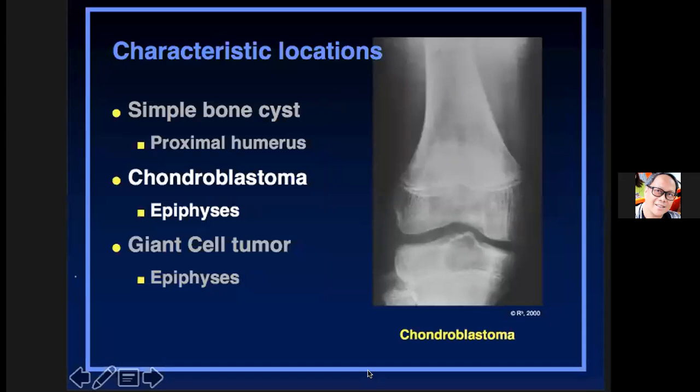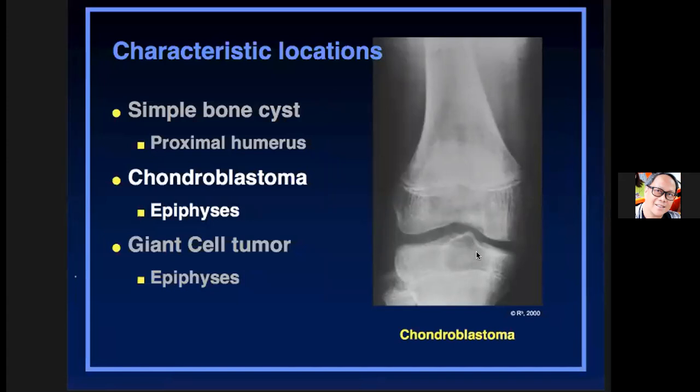Can you see the lytic lesion here? Can anyone tell me where the lytic lesion is, and what bone is involved? Epiphysis of the tibia, doc. Okay, the epiphysis, or maybe to be exact, just underneath the tibial spine, no?